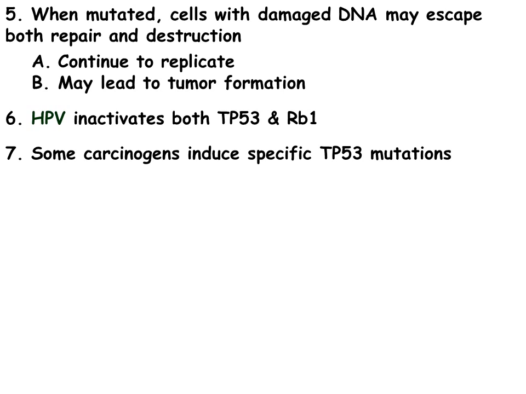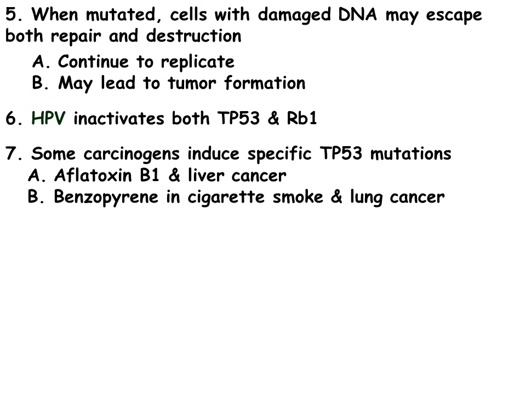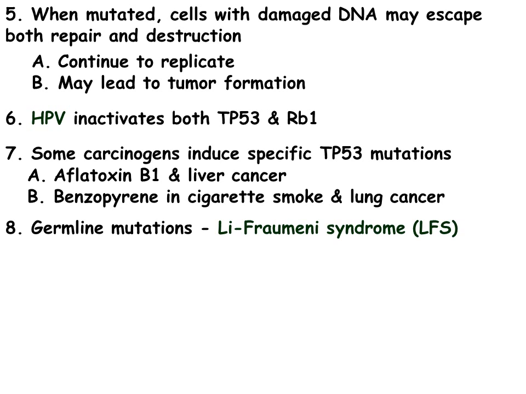Some carcinogens seem to induce specific TP53 mutations. For example, aflatoxin B1 is produced by a fungus, usually in rice paddies and things like that, and it can interact with other things in the liver. Remember, it would be processed there in the liver. Benzopyrene in cigarette smoke, of course, and lung cancer seems to specifically inactivate TP53.